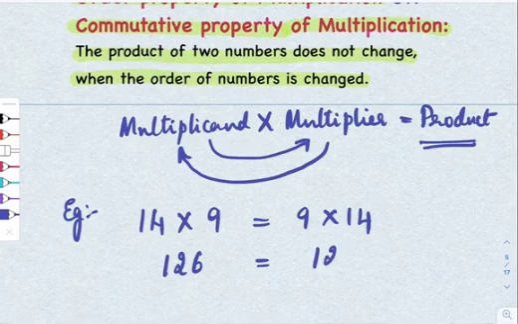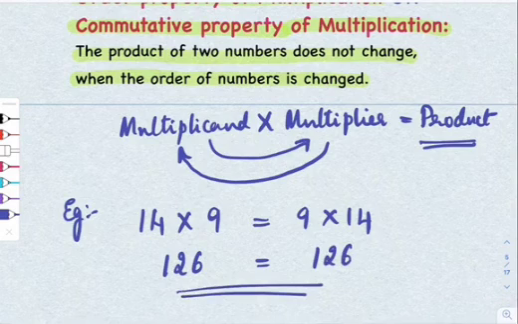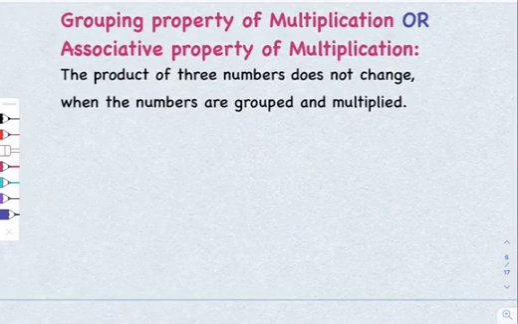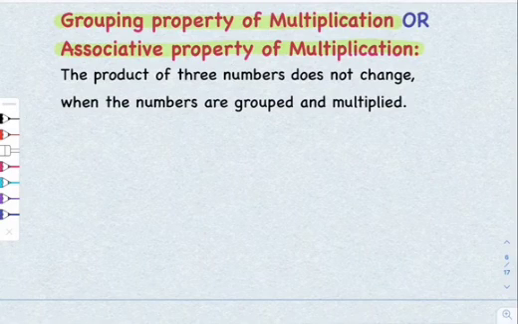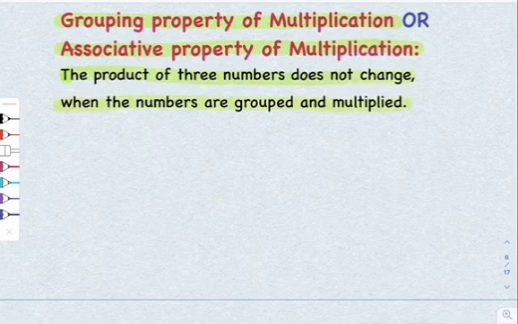9 14 times is also 126. So, we prove that the product of two numbers does not change if the order of numbers is changed. Now for the next property, the grouping property of multiplication, or associative property of multiplication. Now what do you mean by grouping property of multiplication or associative property of multiplication? The product of three numbers does not change when the numbers are grouped and multiplied.